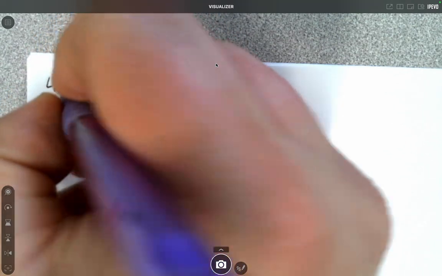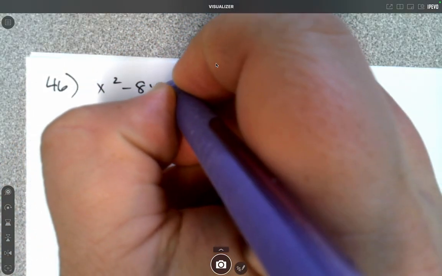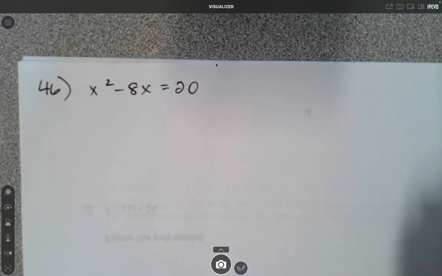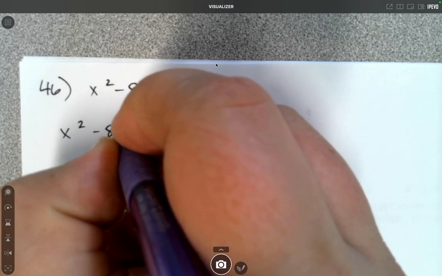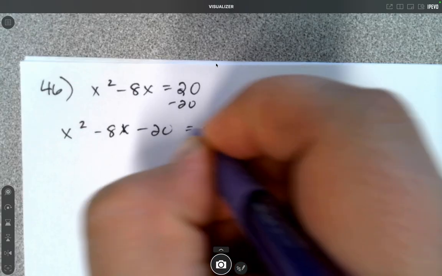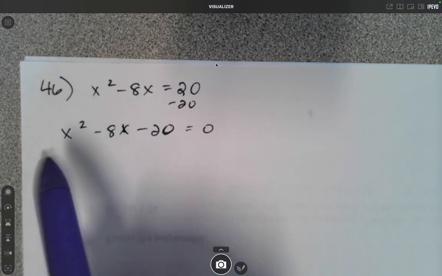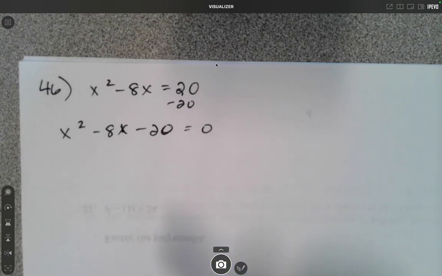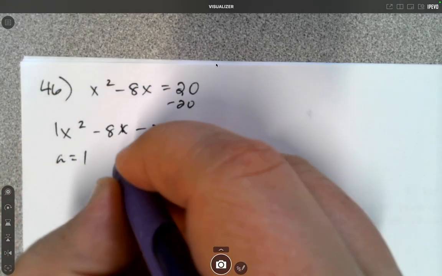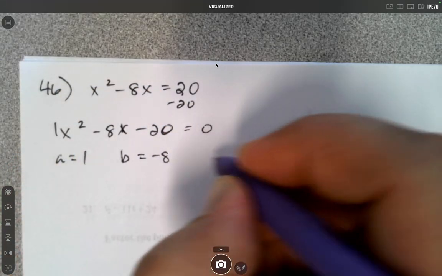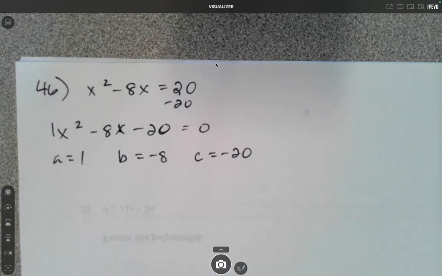Just 3 of these. So starting with 46, we have x squared minus 8x equals 20. Similar to what we had in factoring, we need this to be equal to 0. We want this to be in standard form, so we'll subtract 20 from both sides. So it's in the ax squared plus bx plus c form. In other words, we have the x squared, the linear term, and the constant equals 0. And then a is the understood 1, b is -8, c is -20.